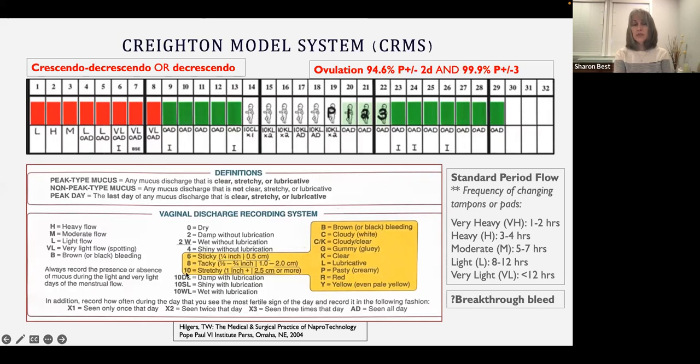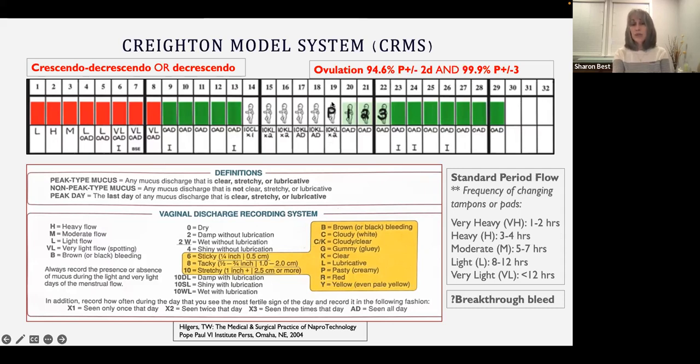And if more than an inch, she'll document a 10. And anytime she sees this type of mucus, she has to go over to this area and pick descriptors to go along with it. And this helps us to understand and see if that egg is developing properly.